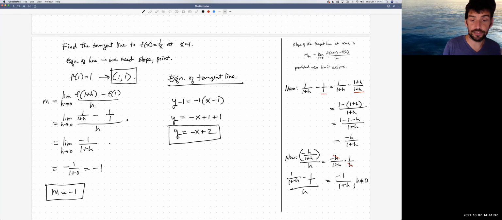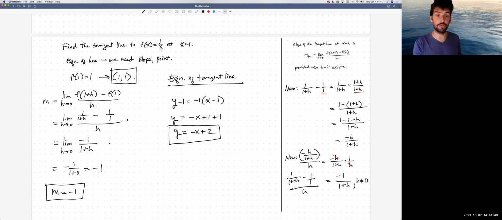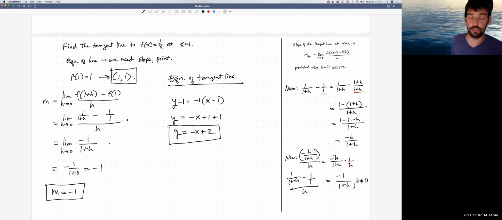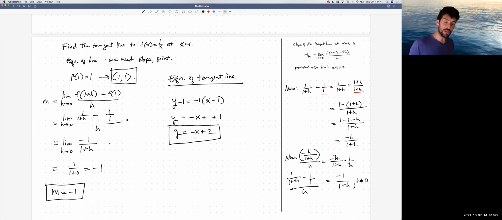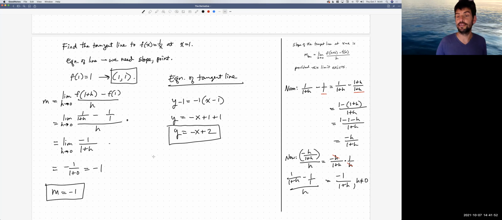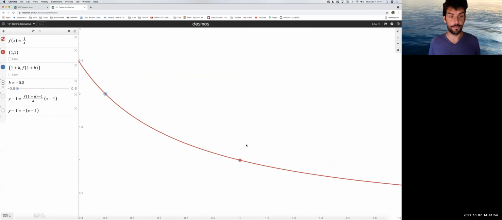Notice this line goes through the point 1, 1. If you plug in 1, 1 comes out, right? That's always going to be true of your tangent line. Knowing whether we got the right slope is a little harder to understand. Let's jump over and look at a graph of this to see what this looks like.